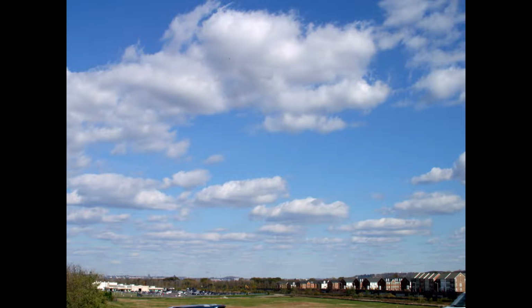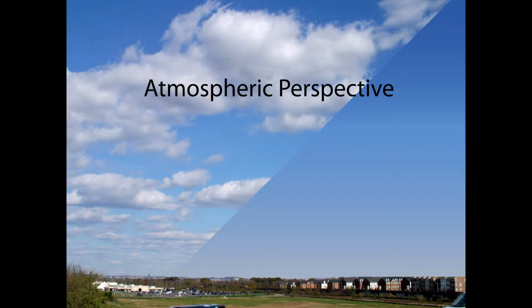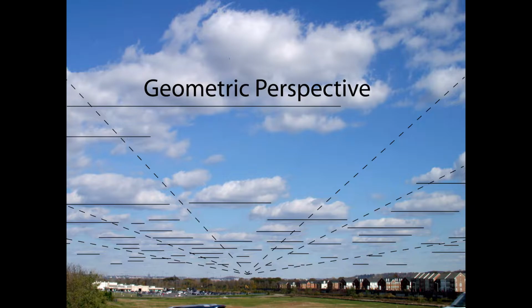Notice that the sky has both atmospheric perspective, which is the haze that you get at the horizon, so you go from dark blue at the top to almost white at the bottom, and geometric perspective. Now this is the perspective that is formed by the clouds. Remember that clouds are three-dimensional objects. They are not amorphous blobs that float in the sky, and they often form at the same altitude.